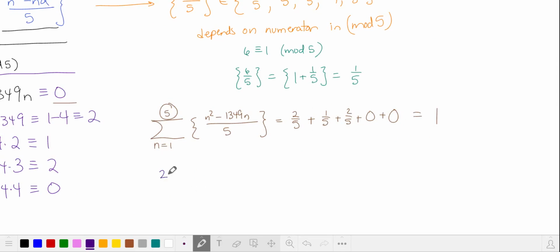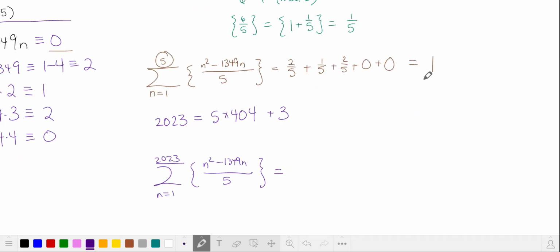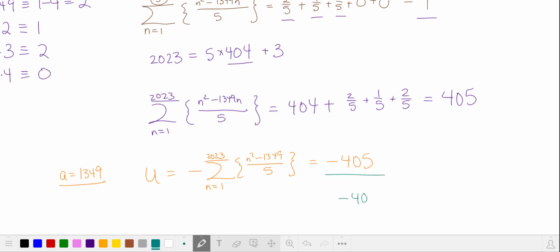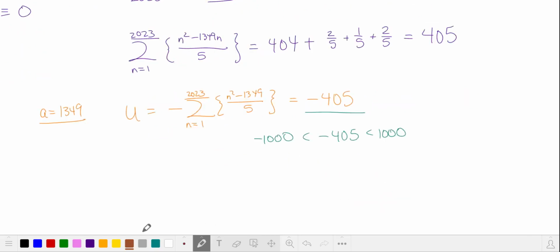We're counting up to 2023. We have 404 of these groups of 5 plus 3 extra. So repeating this sum 404 times gives us 404, plus 3 more fractional parts, 2/5, 1/5, and another 2/5, which adds up to 405. Recall that when a was 1349, u was the negative of this expression, so negative 405. This is an integer, and it's in the interval. So it turns out we found our answer.